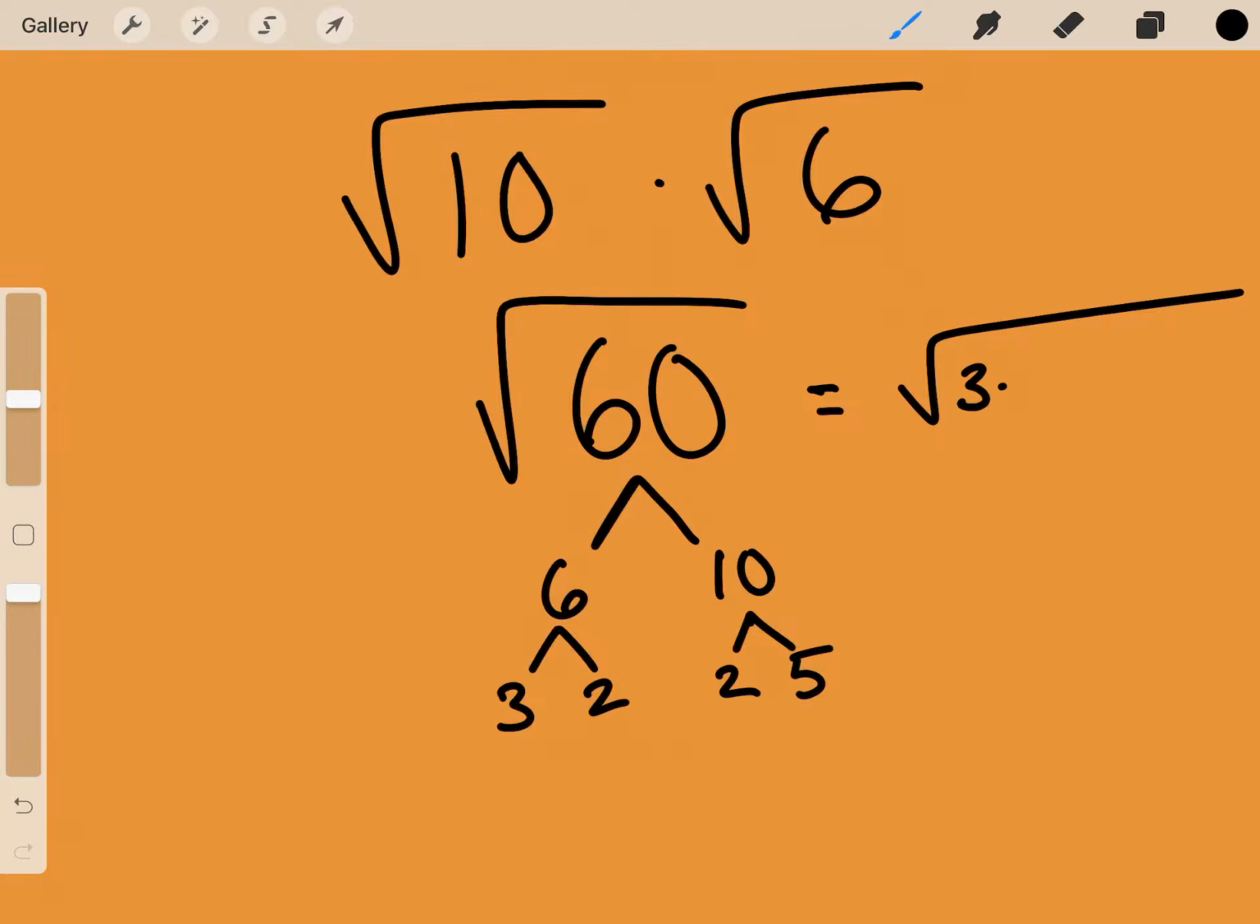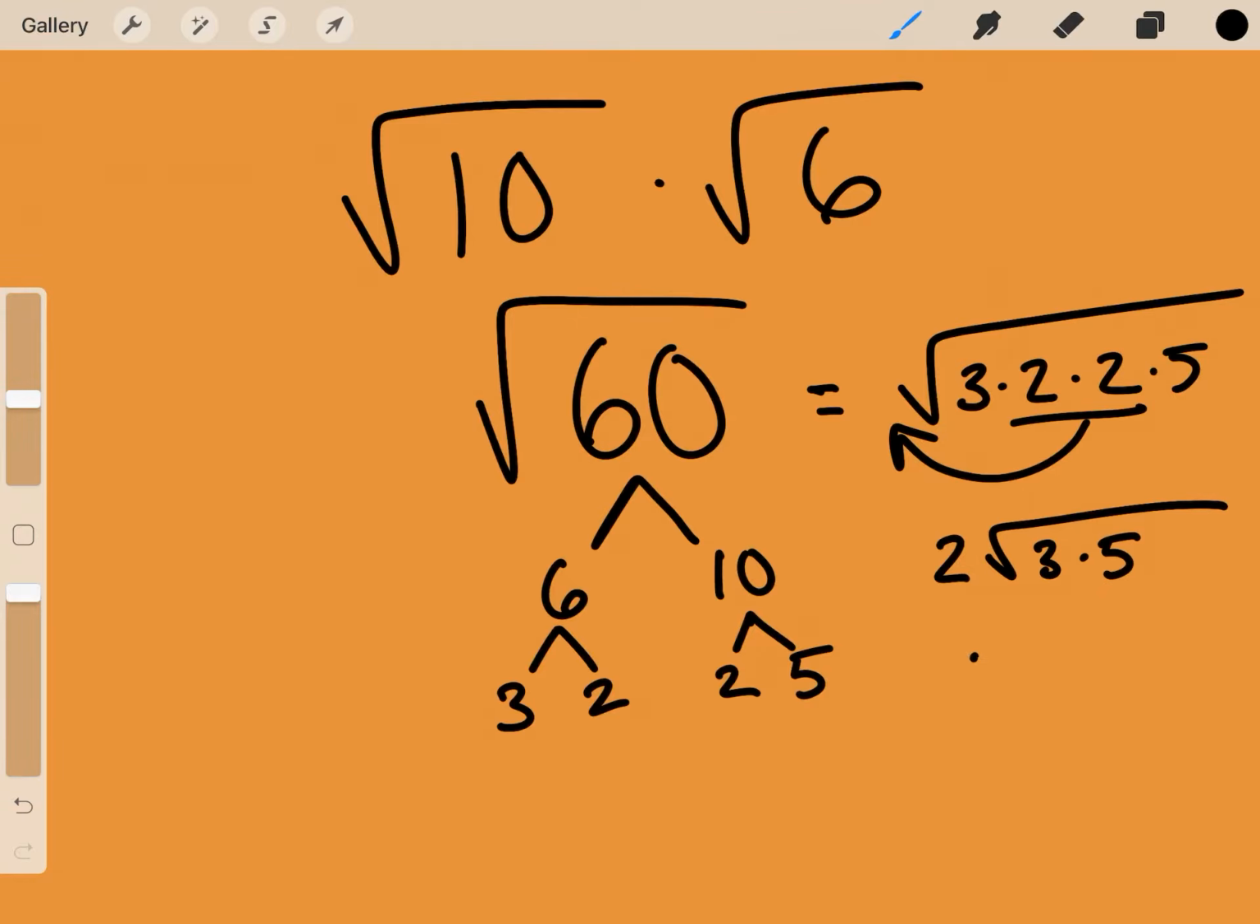So that breaks down into 3 times 2 times 2 times 5. We have a pair of 2's that can leave. And everything that's left is 3 times 5. So that is 2 times the square root of 15 as our final answer. I'm going to give you two practice problems like that, where you're going to multiply them together and then try to simplify them, and then that's going to be it for today.